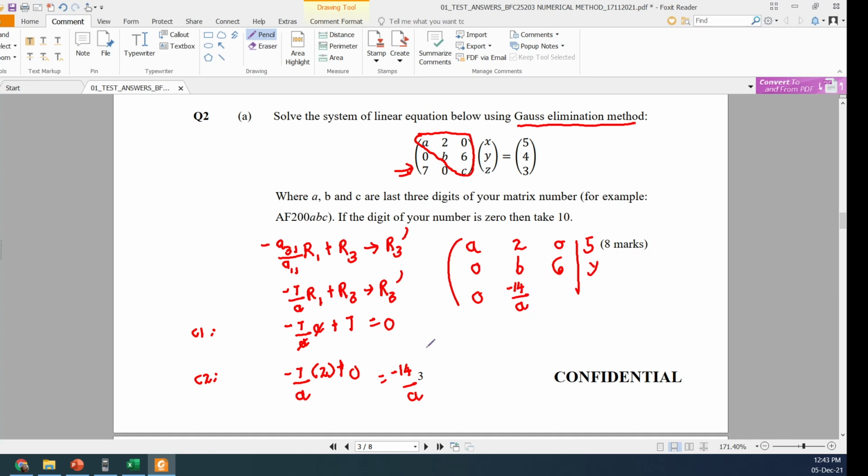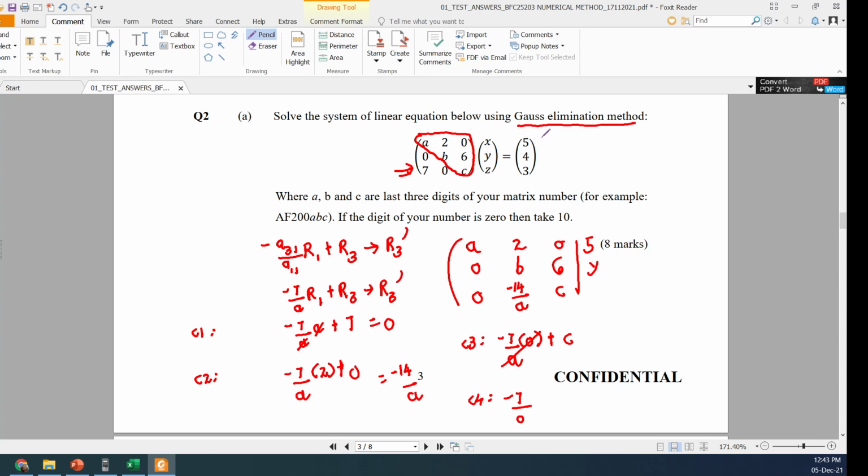Column C, the third column. So negative 7 over A. Third column, row 1 is 0. Then you plus row 3, which is C. Okay, 7 times 0, you have 0. So plus C, this is C.